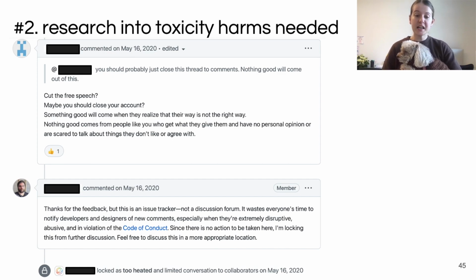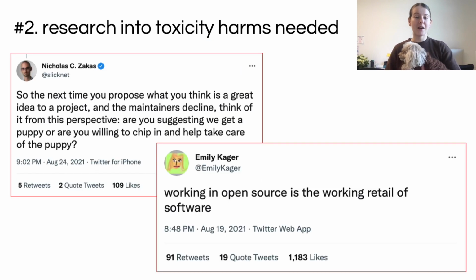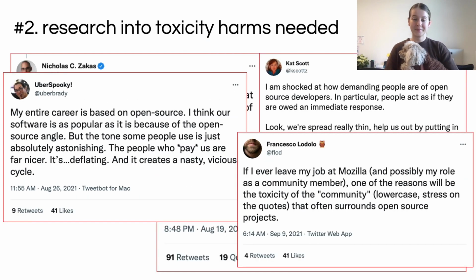The frustration and other negative feelings we observed align with the many reports from practitioners in blog posts, talks, and even tweet after tweet. So, future work should investigate the harms and impacts of open source toxicity more thoroughly.